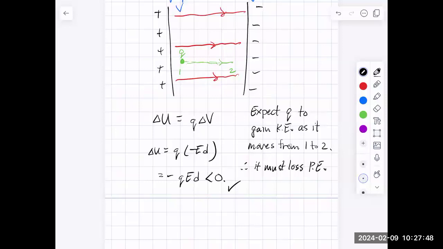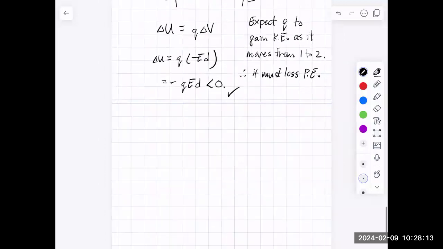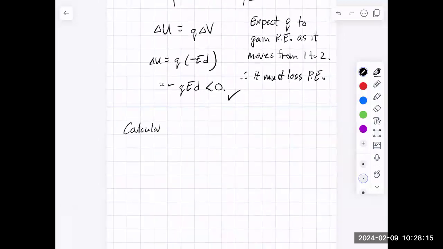so the other thing I want to do today is think about how we can calculate an electric field if we know something about how potential is changing in space. So we've talked now about how to calculate changes in potential from electric fields. Can we go the other way? So calculating electric fields from potentials.